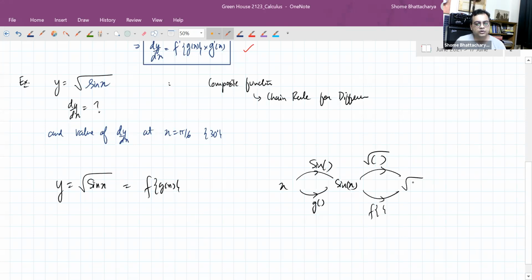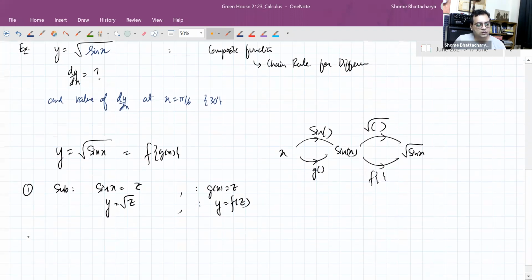So we've got square root of sine x. That is our f of g x. So we will substitute, first step, sine x as z, because generally we substitute g x as z. So our y becomes square root of z. So this is a step that we are applying. The next thing, chain rule.